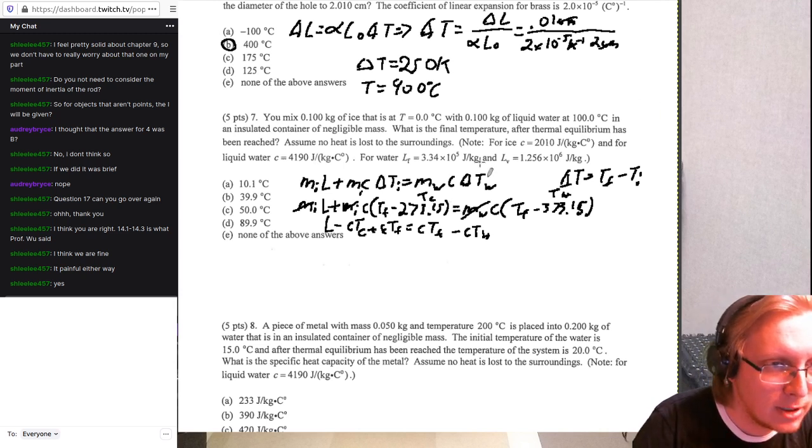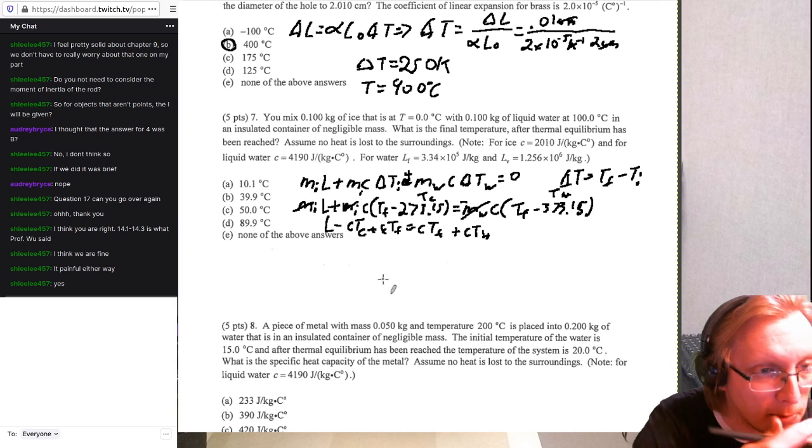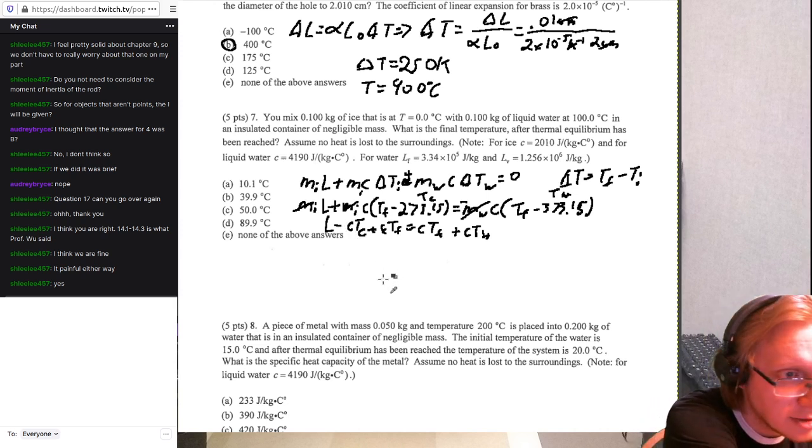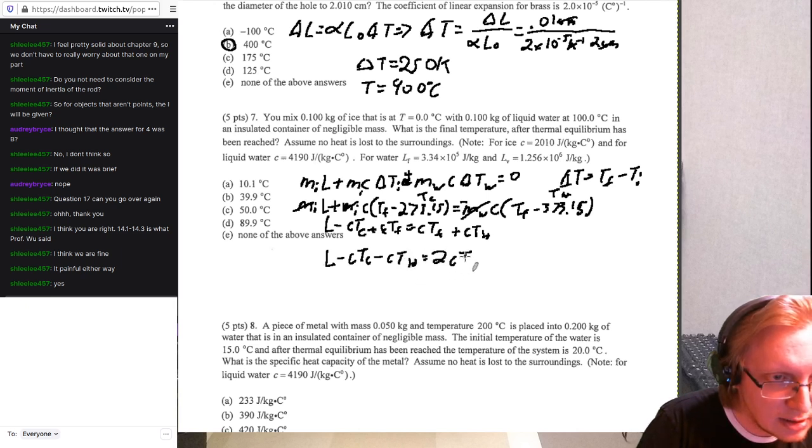Oh, I know the problem. This is a plus here, and this is all equal to 0, so I need a minus sign here. There we go. That means there's a minus sign here and a plus sign here. So now when I move this to the other side, no, I was right the first time. We're right. So we end up with L minus C T cold minus C T hot is equal to 2C T final.